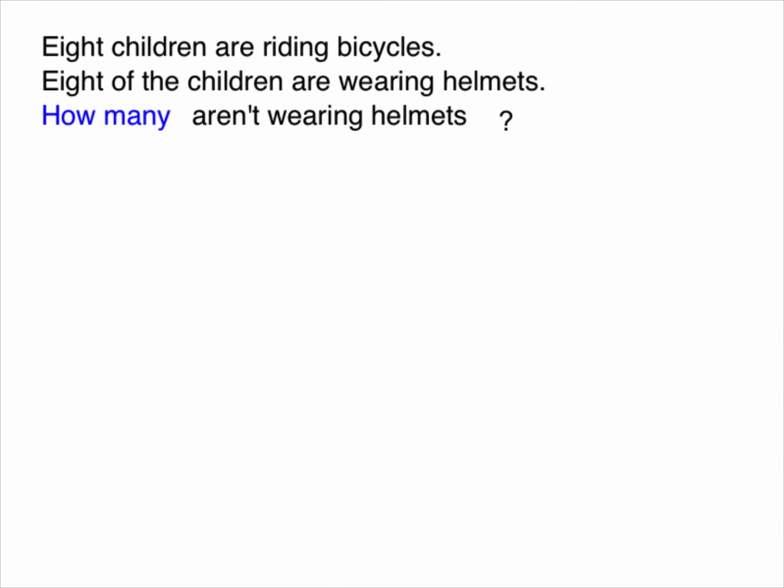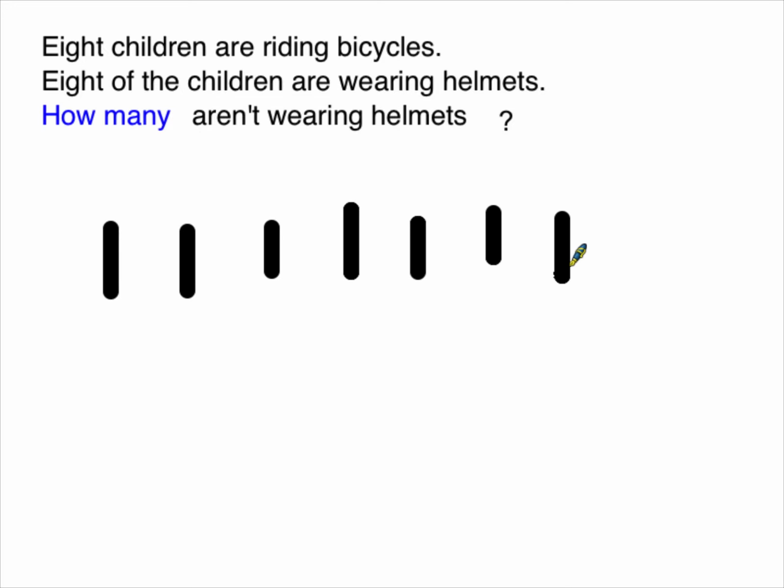8 kids are riding bikes. 8 of them are wearing helmets. How many are not wearing helmets? Pause and do the pictures and the number sentence. 8 kids riding bikes. 1, 2, 3, 4, 5, 6, 7, 8.